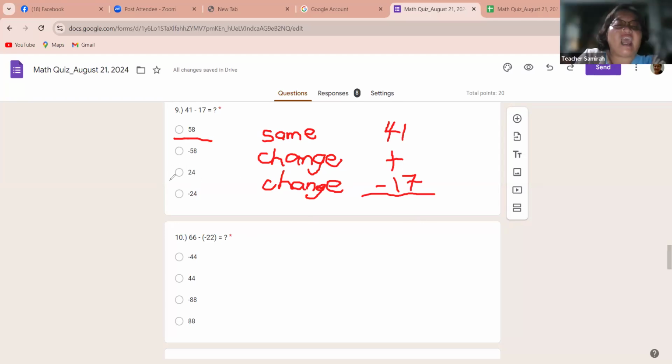Okay, so we have two possible choices: 58 or 24. What are we going to do based on the rule of addition regarding integers? We are going to subtract and copy the sign of the bigger number. Since 41 is bigger, the sign should be positive, right? And then we subtract 41 minus 17.